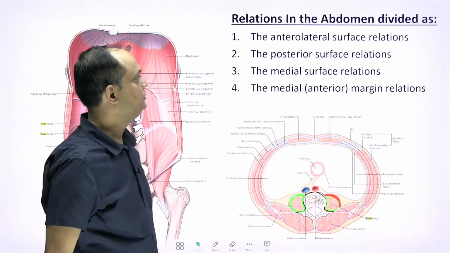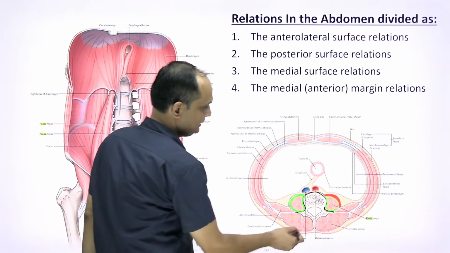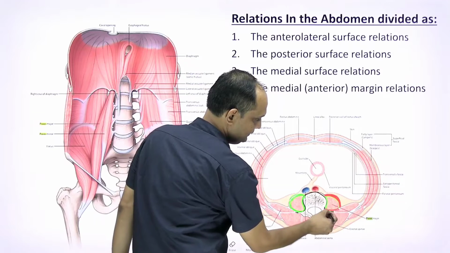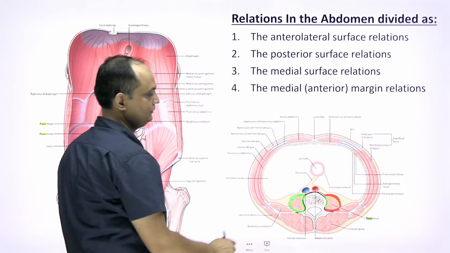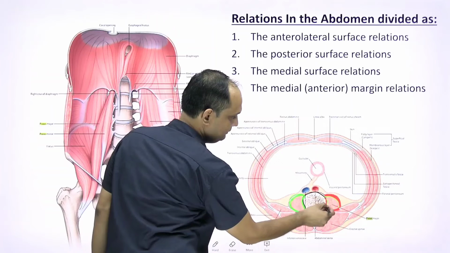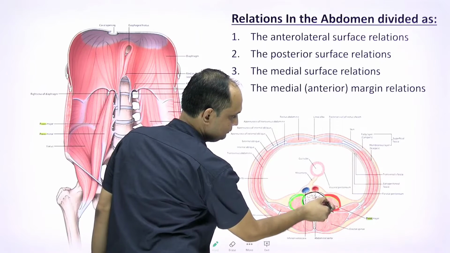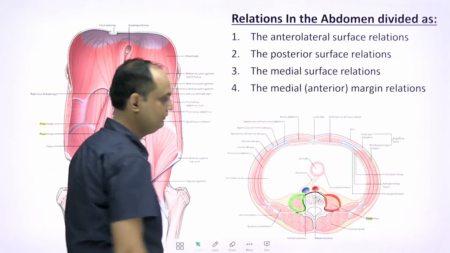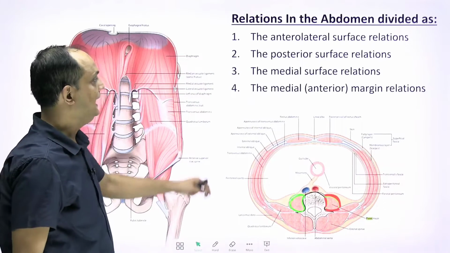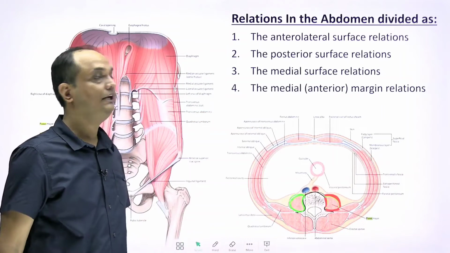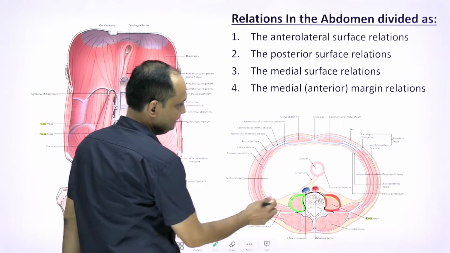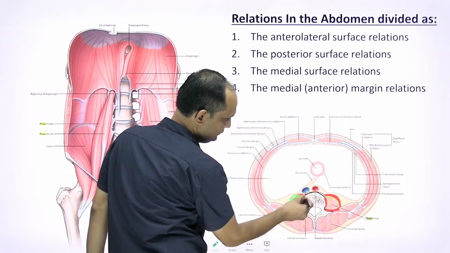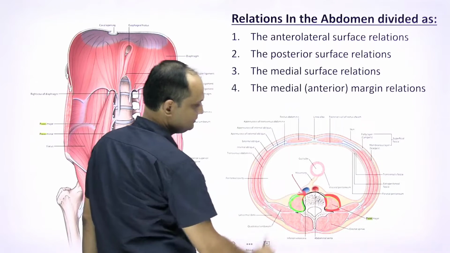Then you will have the posterior surface of the psoas major relation. So this is the posterior surface. Then you will have the medial surface of the psoas major relation. So this is your medial surface of psoas major, which is actually touching your lumbar spine. And the fourth is the anterior margin. Now where is the anterior margin? Now this is your anterior margin. This junction of two surfaces is known as the anterior margin of psoas major.